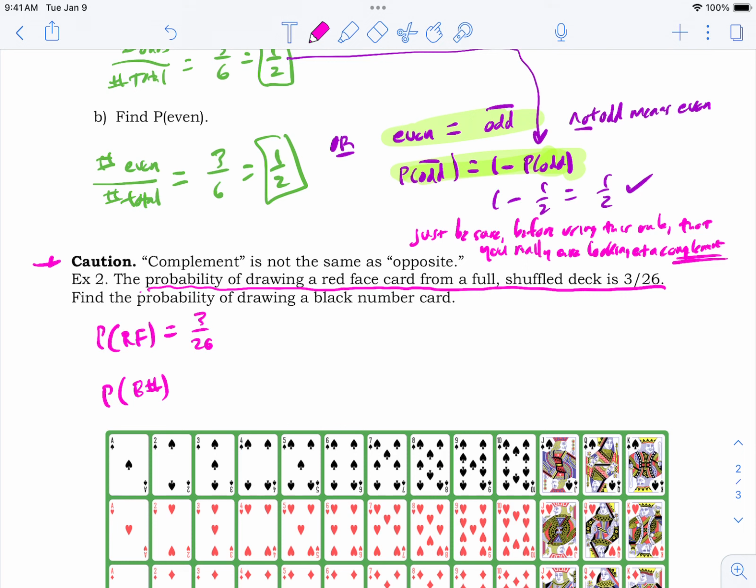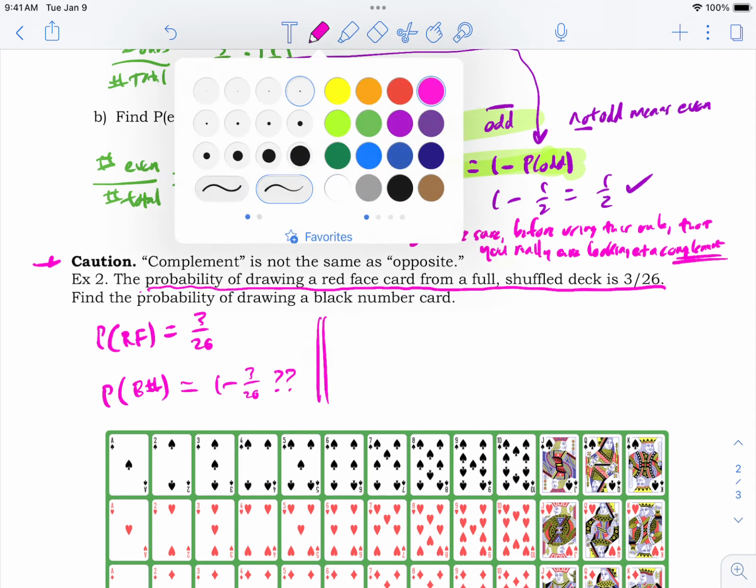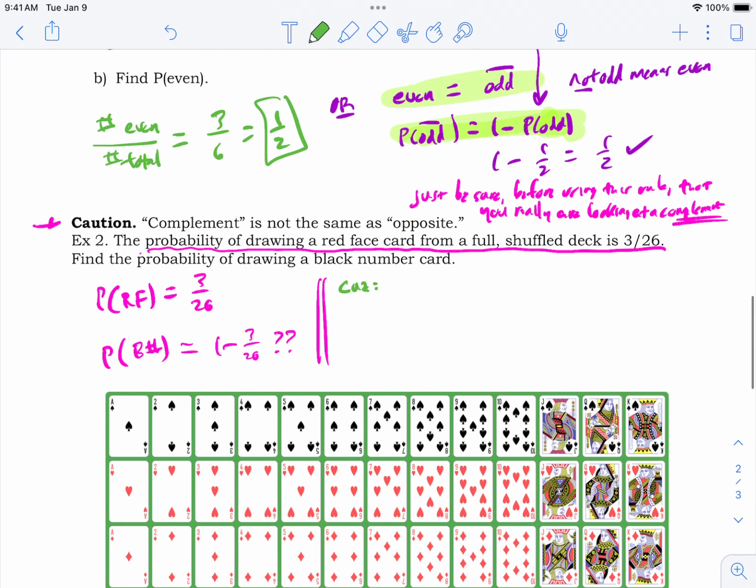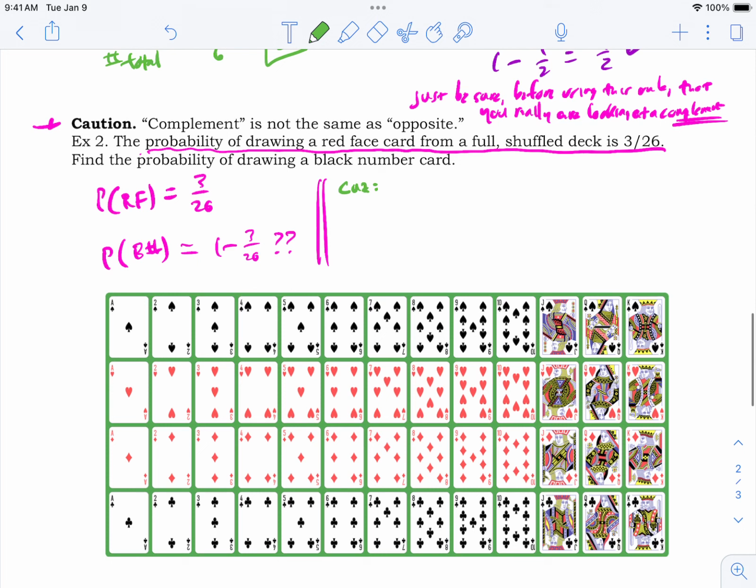Now you might say, well, red face, black number, they're completely opposite, right? So that must mean they're complements, right? So yeah, 1 minus 3/26? And the answer is no. And the reason it's no is because, and I'll go back to green, this diagram will drive home the point, I think.